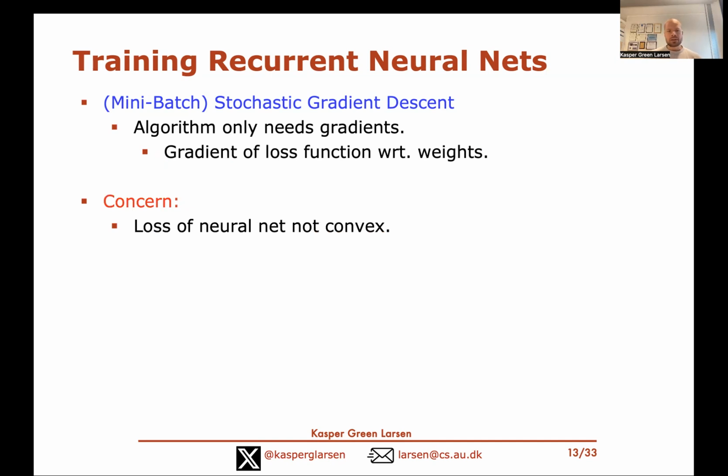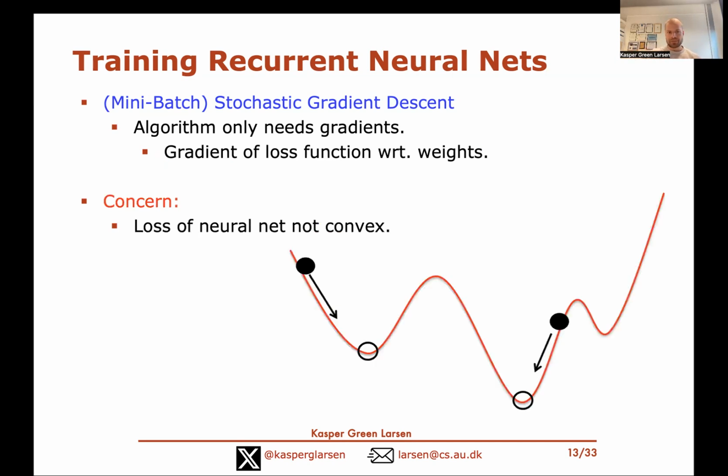Of course, a similar concern as for standard neural nets is that the loss of a neural net, when we unfold it all, is not a convex function of the parameters. So there can be multiple local minima, and when we run stochastic gradient descent, we might end up in a local minimum. But still, like with standard neural nets, we're just going to ignore this issue. In practice, these local minima are good enough. So this is all the same as with standard neural nets.